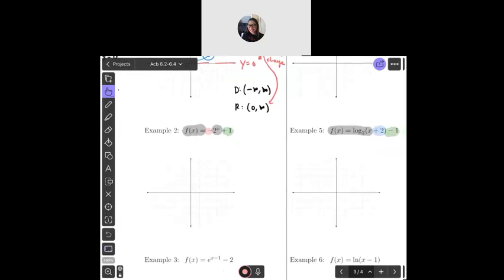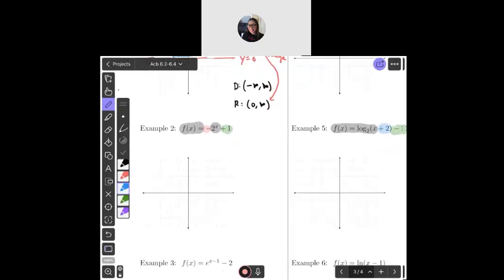So what I want to think about is those key points, right? 0, 1, and 1, b. In this case, b is 2, right? The b value is 2. And then again, the asymptote is supposed to be at y equals 0. Okay. So that's the base function.